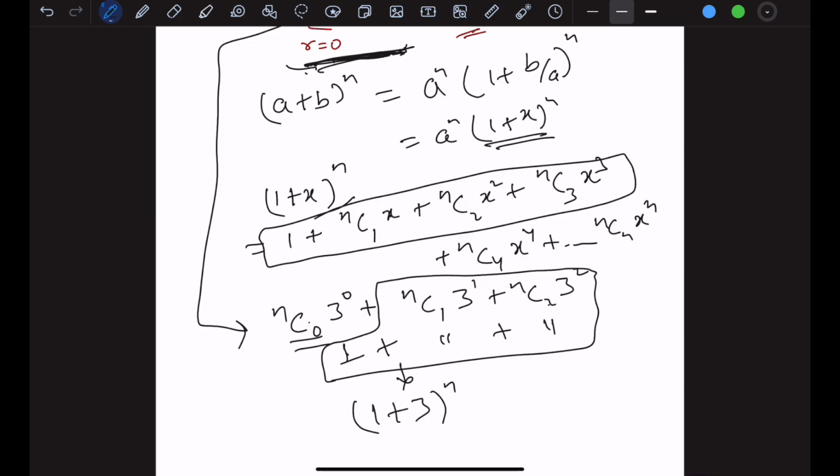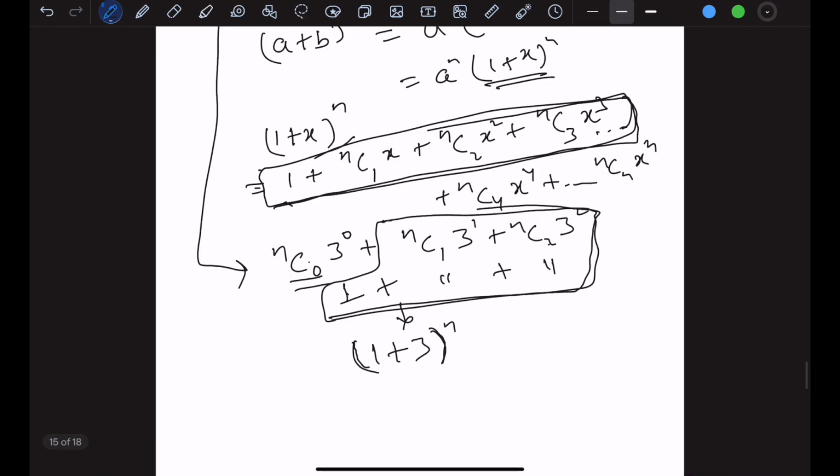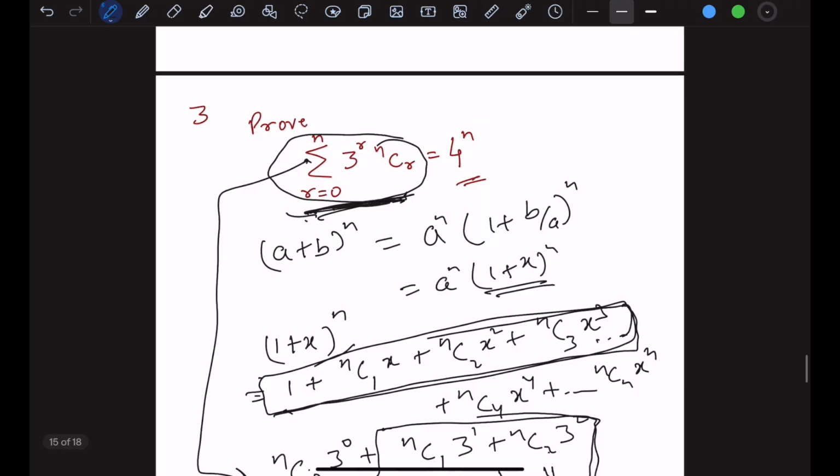We can expand the binomial theorem. We can also contract it. If we have the expanded form, we can always write the short notation. So (1 plus x) to the power n can be expanded as this. But if we have this expression, we can also write it as (1 plus x) to the power n. So basically, this thing is a binomial expansion, which can be written as (1 plus 3) to the power n, which is equal to 4 to the power n, which is same as the right hand side.